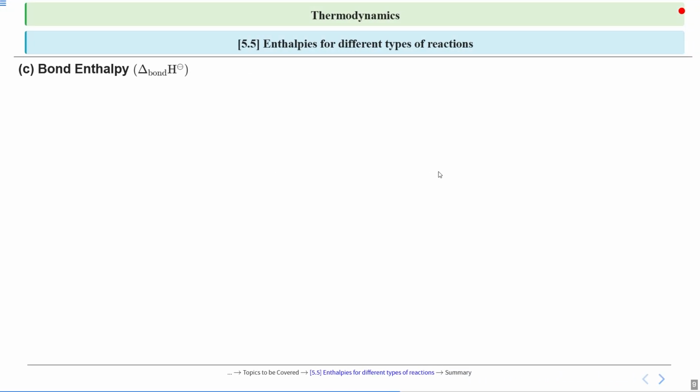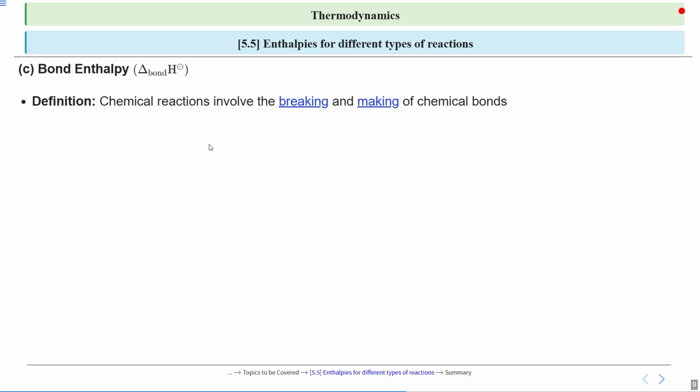Moving on further, we have our next type of reaction, which is telling us the bond enthalpy. So we'll discuss this. Now, what is this bond enthalpy? It is basically telling us the enthalpy change when we break a bond. So remember, this is related to the breaking of a bond. If you are considering it for the making of a bond, then the value will be opposite to the value that we already have.